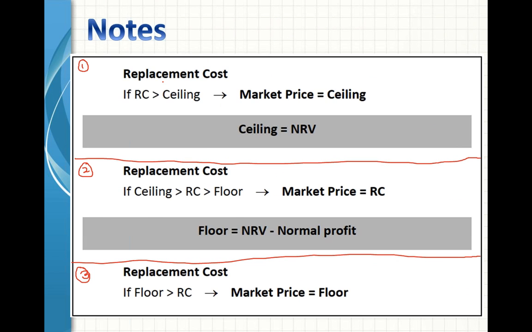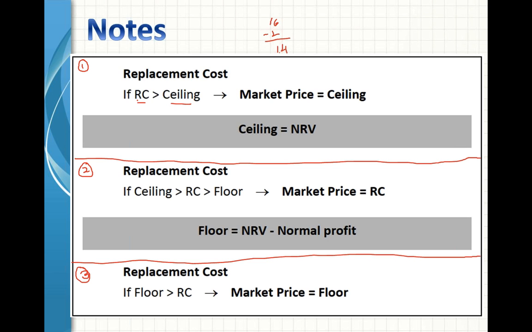Perfect. So far we know what a replacement cost is, what a ceiling is, and we are now finding out the market price. Replacement cost is nothing but what my supplier will charge me if I buy today. If I buy the same material today, how much will I have to pay to my supplier? That is called current cost of replacement or replacement cost. Ceiling means NRV. If I sell for $16 and there will be $2 of selling expenses like salesman commission, my NRV is $14.